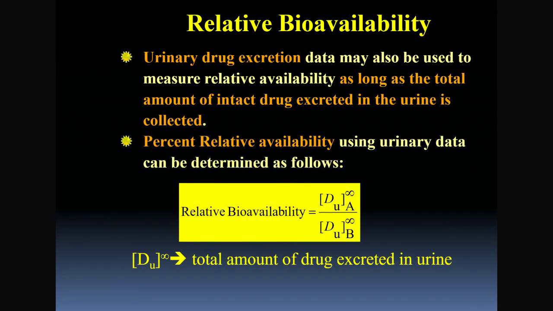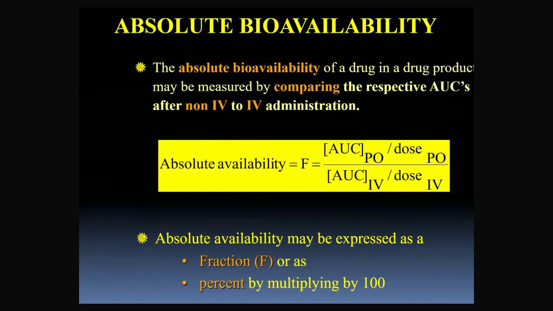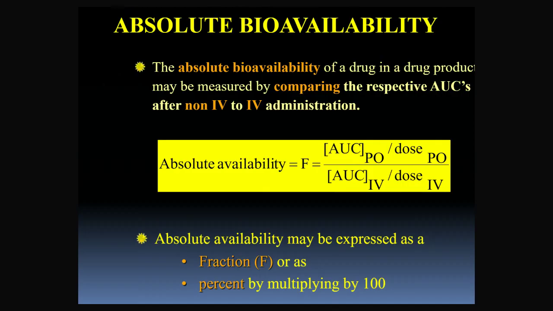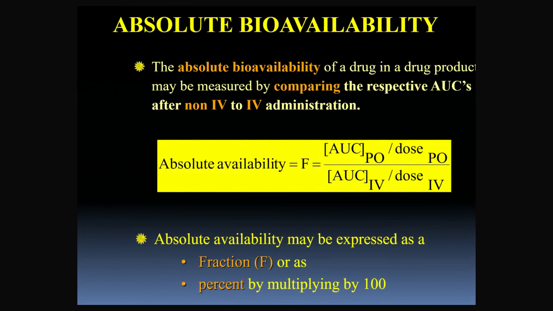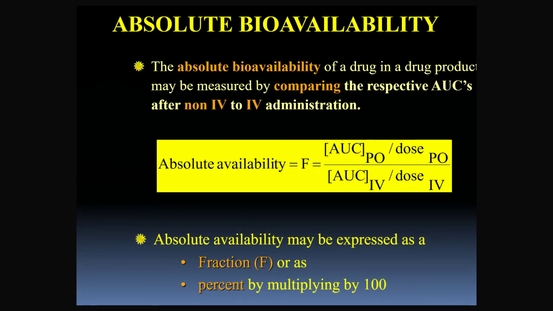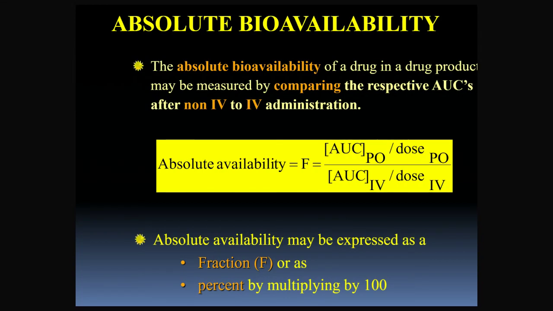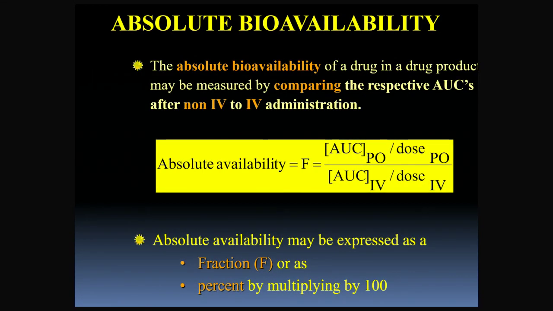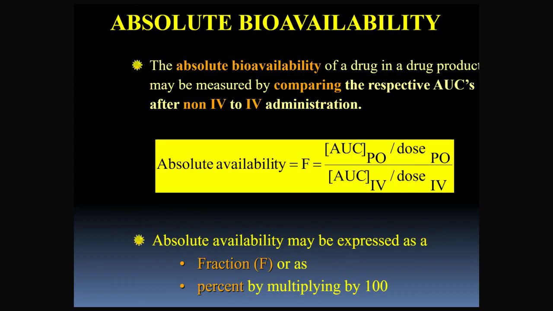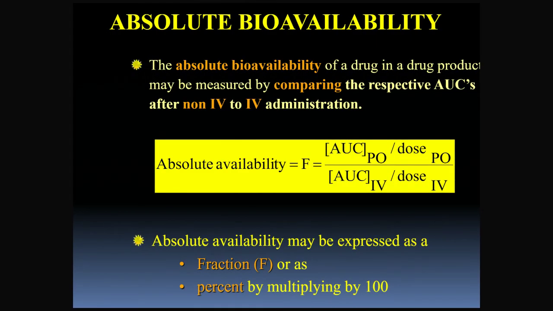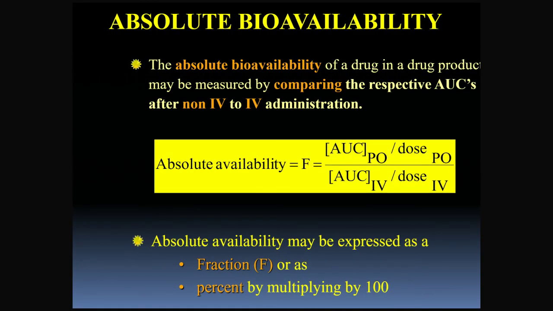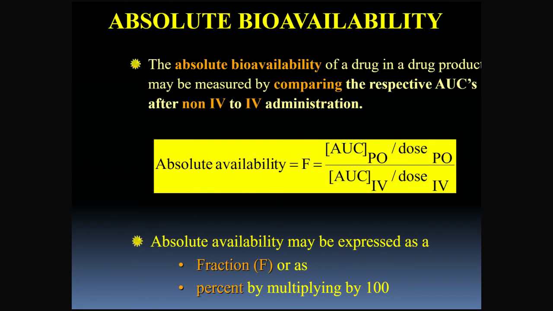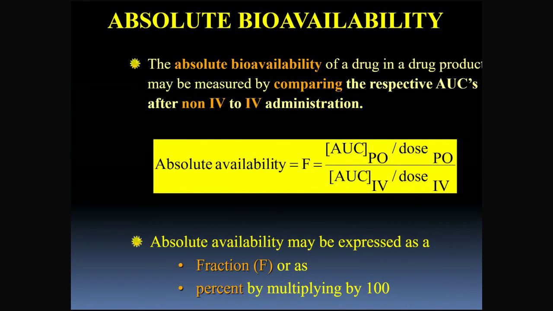Absolute bioavailability, denoted as F, determines the precise efficiency of a drug's absorption by benchmarking it against the total systemic entry of an intravenous injection. Examine the equation where we divide the dose-normalized oral area under the curve, AUC PO, over its dose, by the dose-normalized intravenous AUC, AUC IV, over its dose.